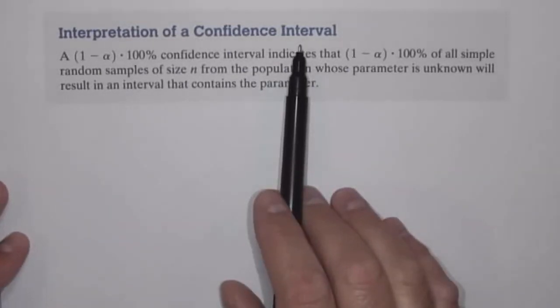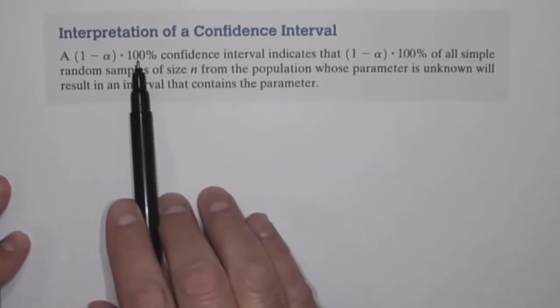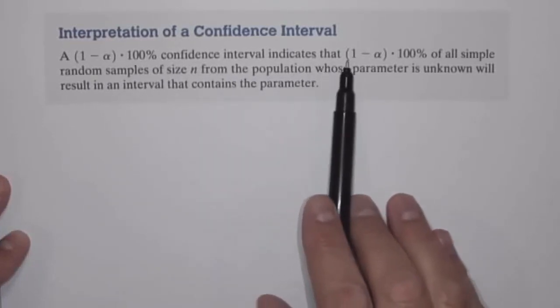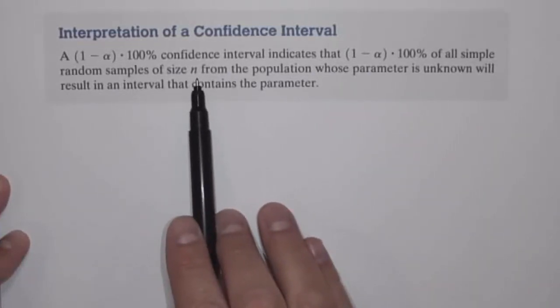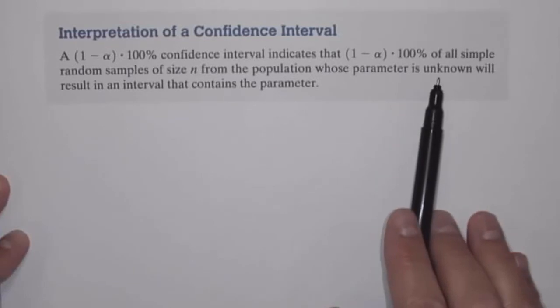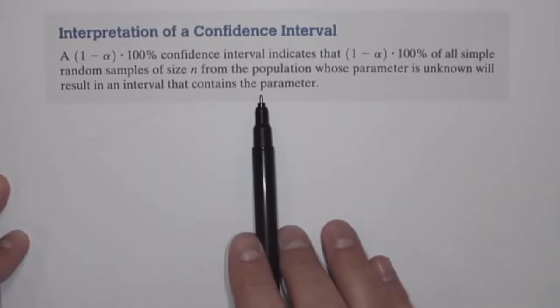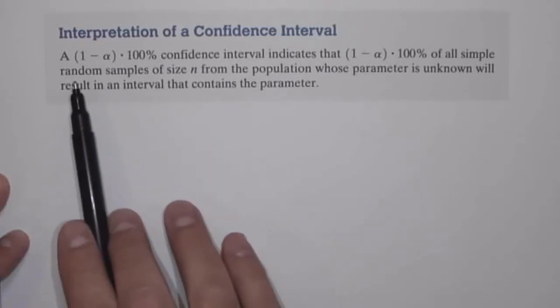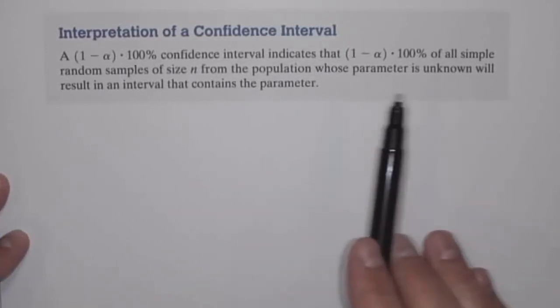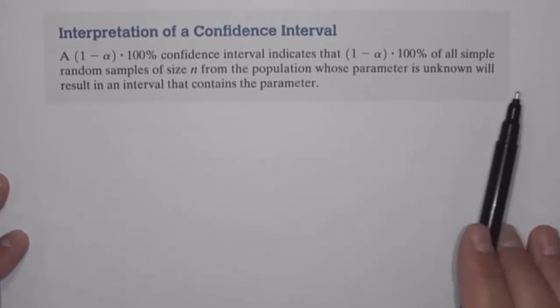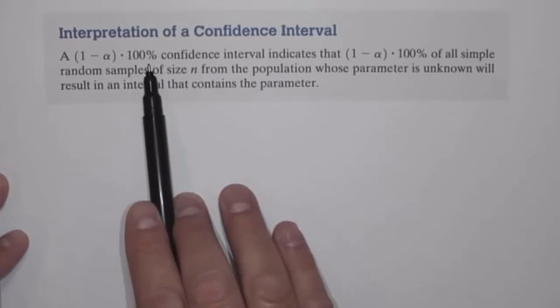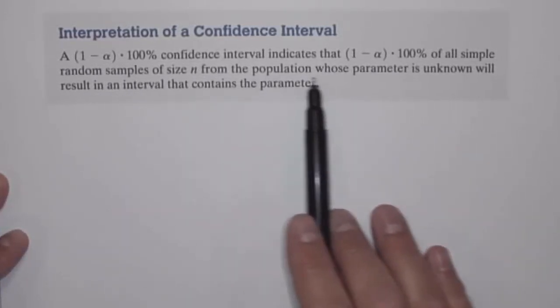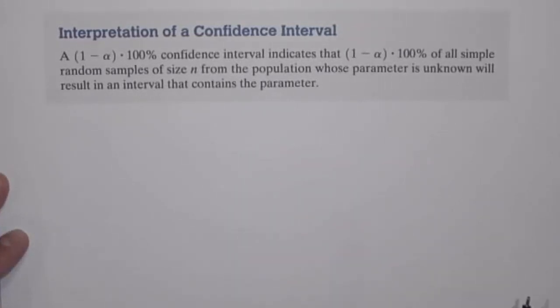Interpretation of a confidence interval. A 1 minus alpha times 100% confidence interval indicates that 1 minus alpha times 100% of all simple random samples of size n from a population whose parameter is unknown will result in an interval that contains the parameter. So this is what we were discussing on the previous pages. Again, our statistical methods are going to ensure us that 1 minus alpha times 100% of all confidence intervals that we find will contain the population parameter. This is based on the law of large numbers.